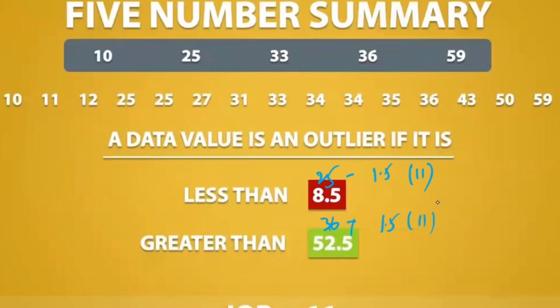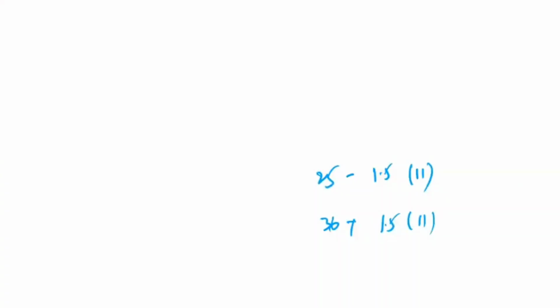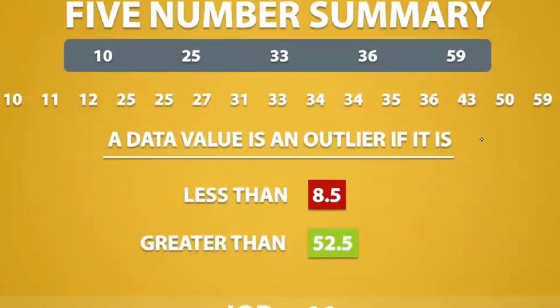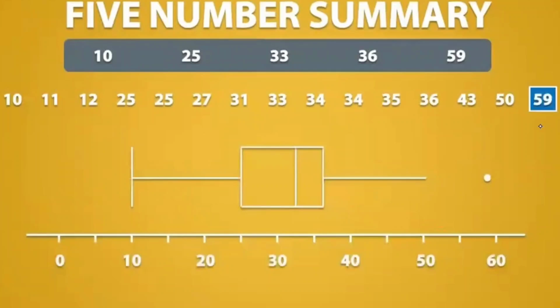In this data set, is there any outlier? 59 is available. That is called an outlier for this data set. After removal, the outlier will be represented by a dot like this. Now, after removing this outlier, what is the maximum value? 50. So now the box plot will be like this. The box plot will be represented like this.